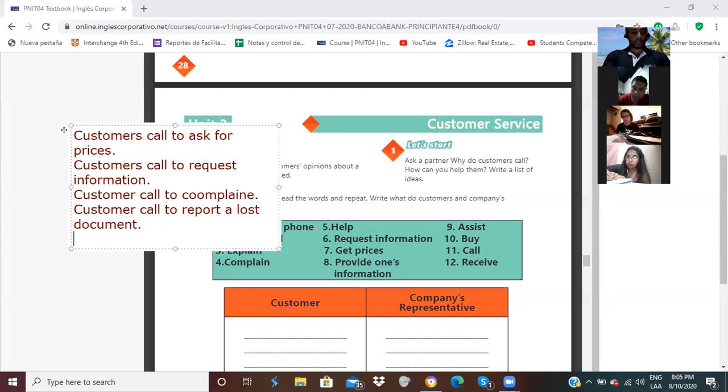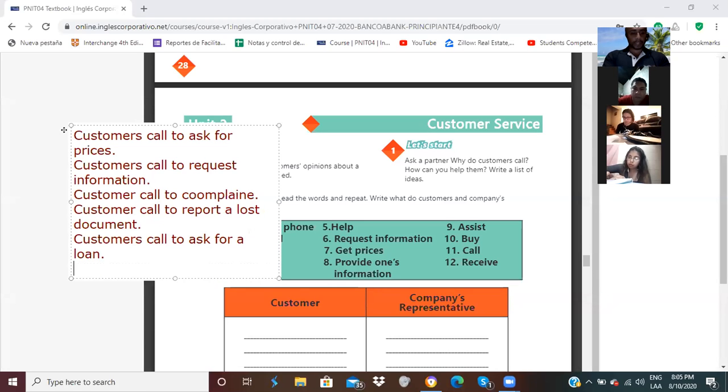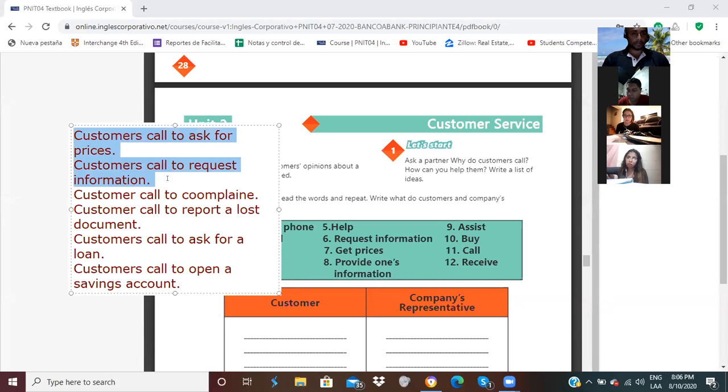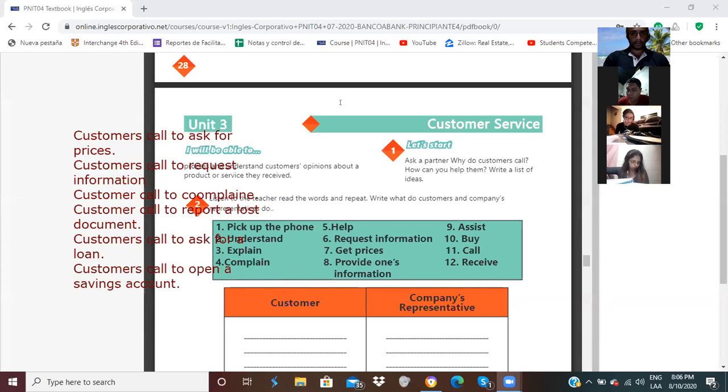Or you can say, customers call to ask for a loan? Okay, for example, or you can say customers call to open a savings account. Right, all of these are possible responses. Why customers call. I'm going to send this information to the Zoom chat so that you guys can look at it later. Right there.